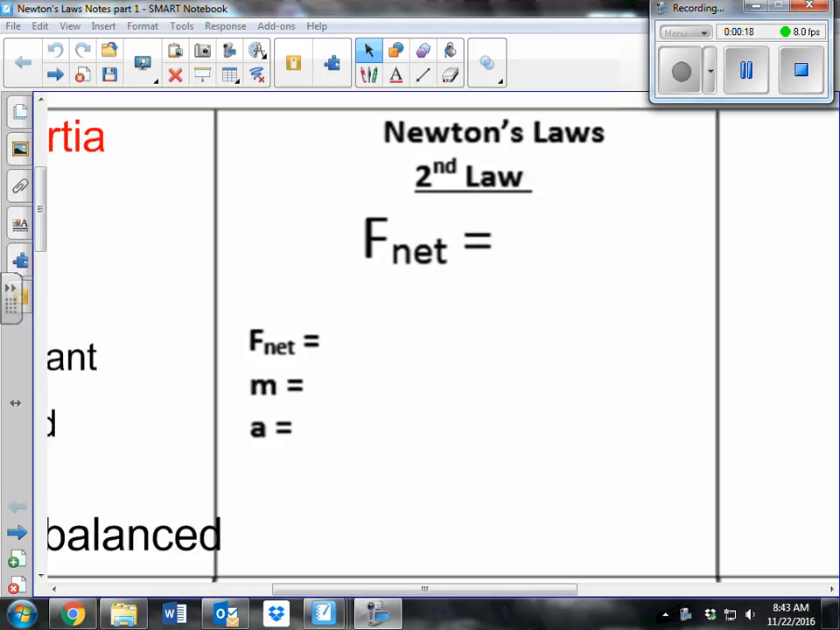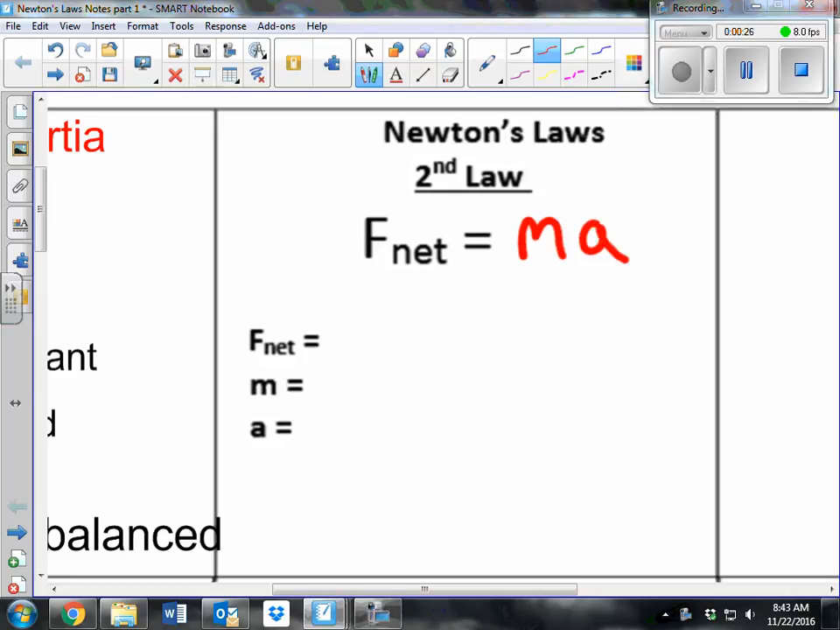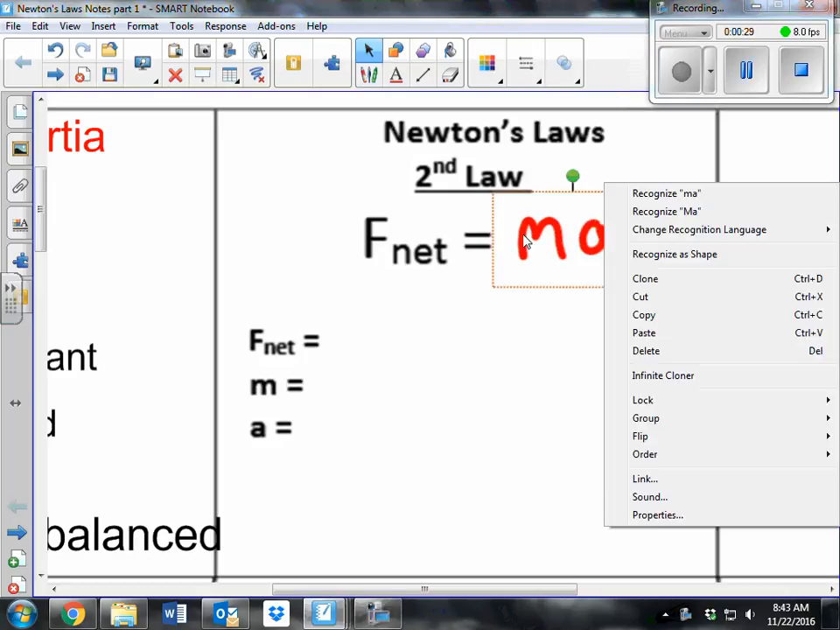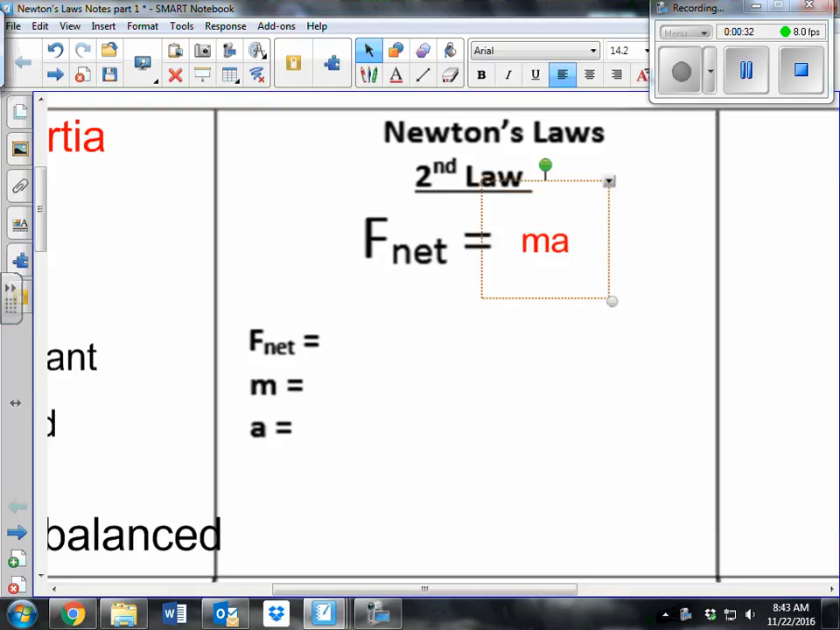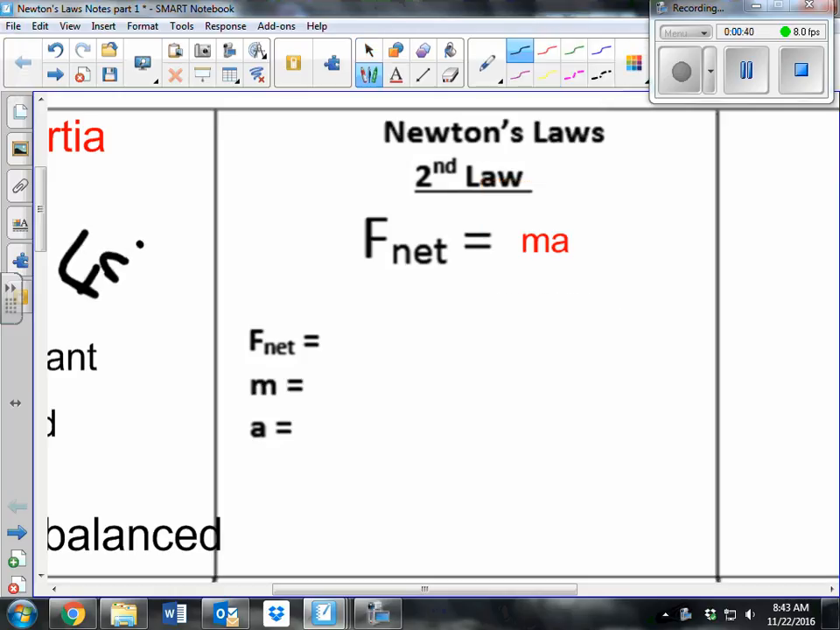So, Newton's second law is a simple equation and it says if I have a net force, it's going to equal my mass times my acceleration. Now remember, Newton's first law is about what's happening when our forces are balanced. So when F net equals 0 newtons, which is what's going on in Newton's first law, then we know that the object is either at rest or it's moving in a constant straight line speed. So what happens when the forces are unbalanced? When the forces are unbalanced, we have some acceleration.